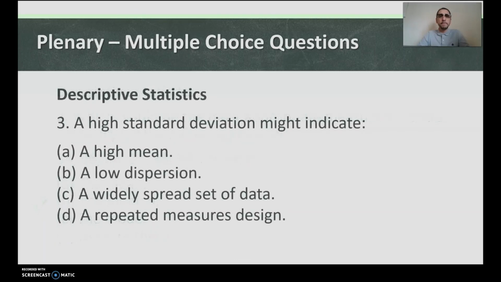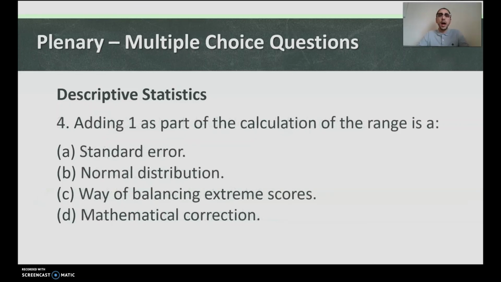B, the median. Number 3, a high standard deviation might indicate what? A, a high mean. B, a low dispersion. C, a widely spread set of data. Or D, a repeated measures design? A high standard deviation indicates a widely spread set of data, C. And number 4, adding 1 as part of the calculation of the range is A, standard error. B, normal distribution. C, a way of balancing extreme scores. Or D, mathematical correction. It's mathematical correction.